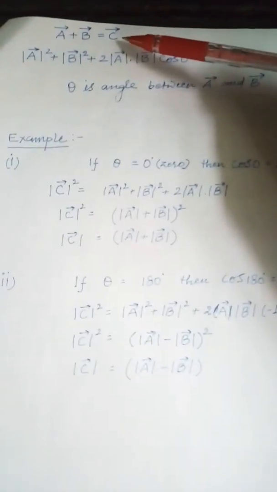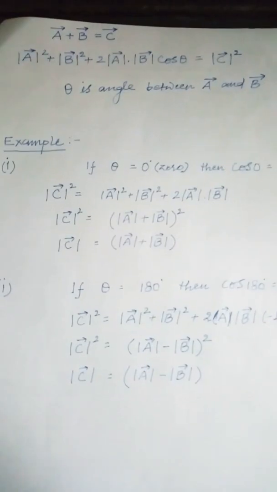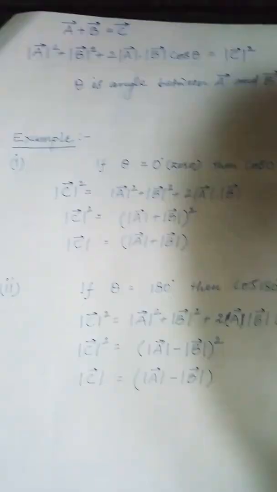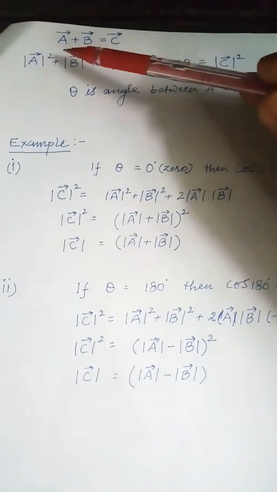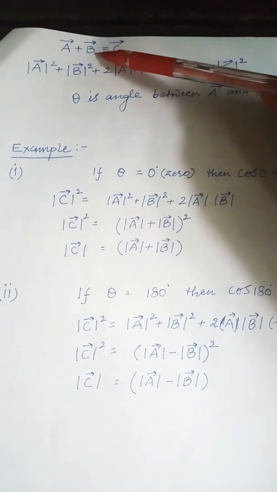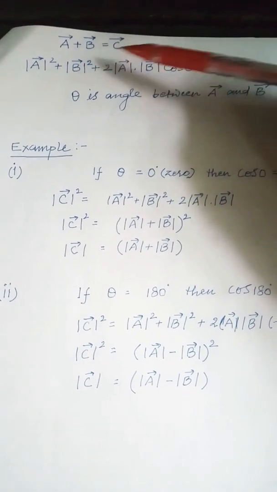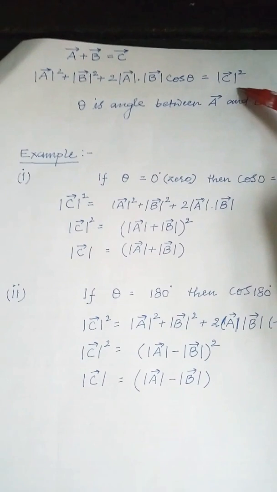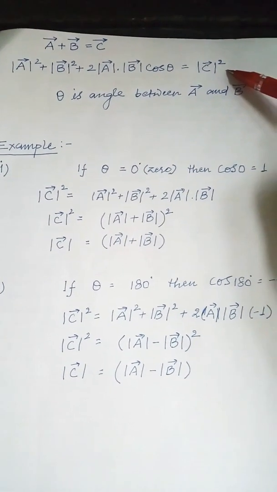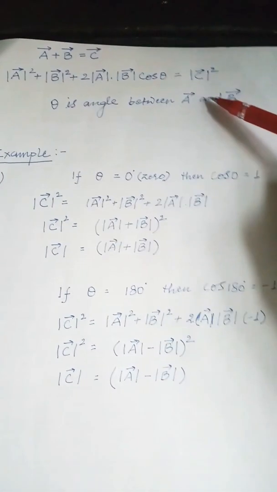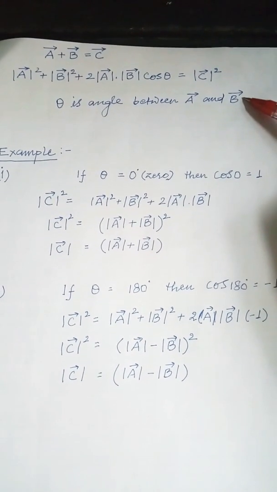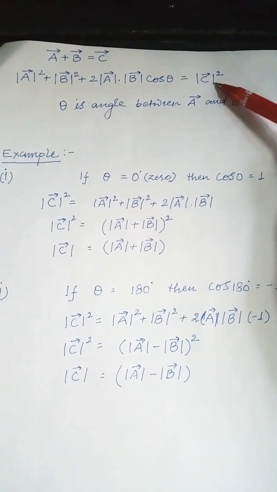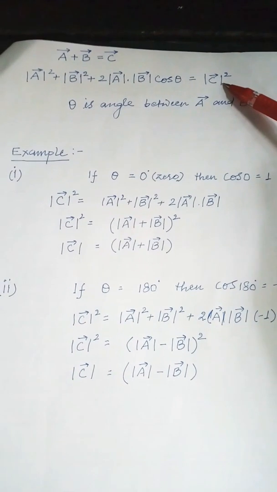Suppose C is a resultant vector, and A and B are the two arms of a parallelogram. Then you know this formula, where theta is the angle between the A and B sides of the parallelogram, and C is the greater diagonal of that parallelogram.